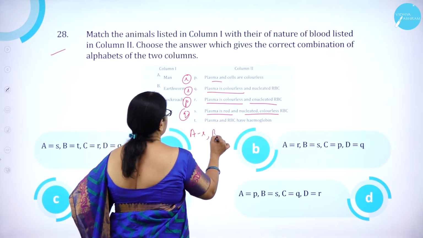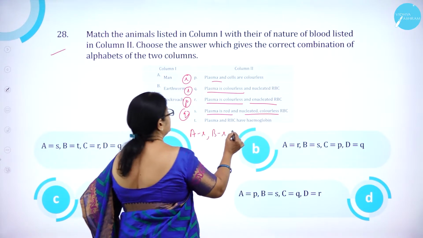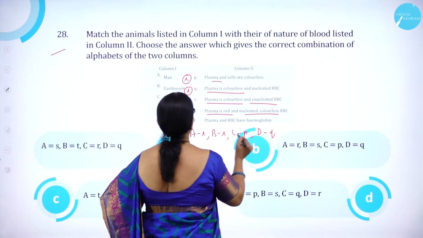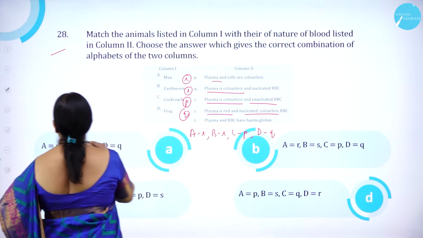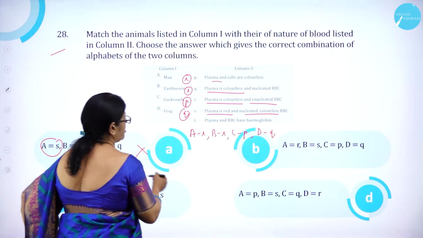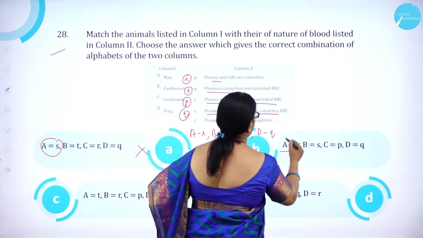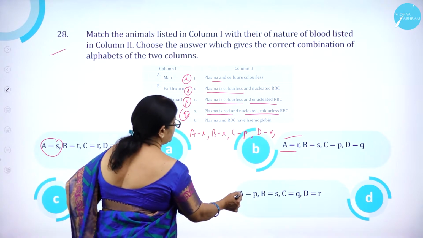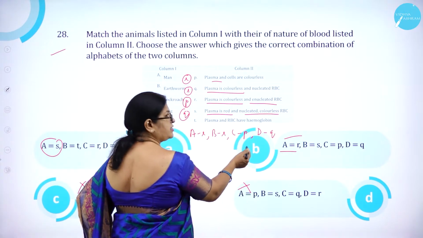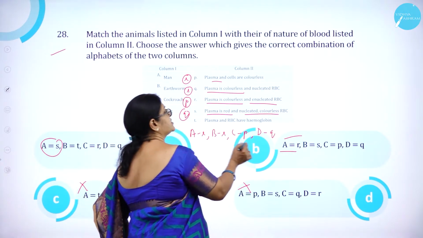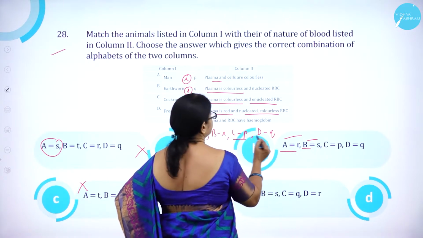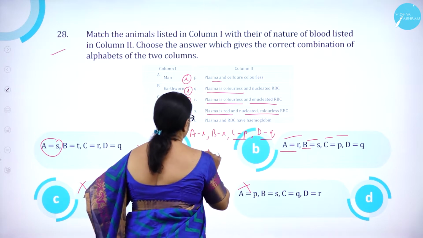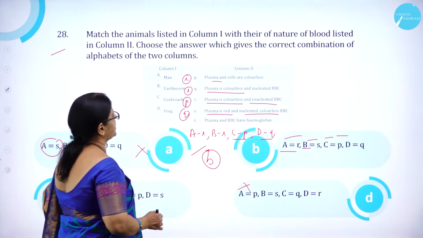So AR, BS, CP, DQ. Go for the first option, AR. Here AS, wrong. Here it is AR, correct. Here it is AT, wrong. Here also AP, wrong. So obviously this option is the correct one. BS, here you can see BS, correct. CP, correct. DQ, correct. So option B is the right answer.